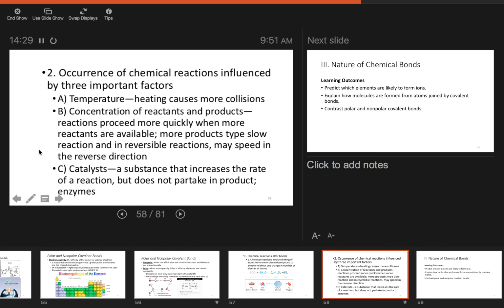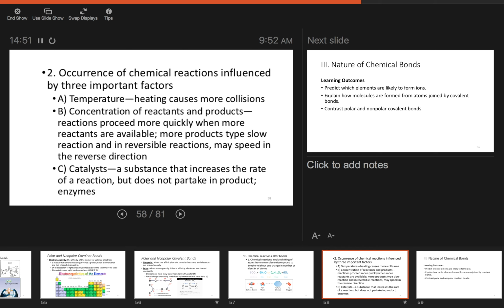And then finally, catalysts. Catalysts are substances that do not partake in the chemical equation. They are not products. They're chaperones, and they help the reactants find each other, and then the chemical reaction occurs, and the catalysts are just left in that solution.